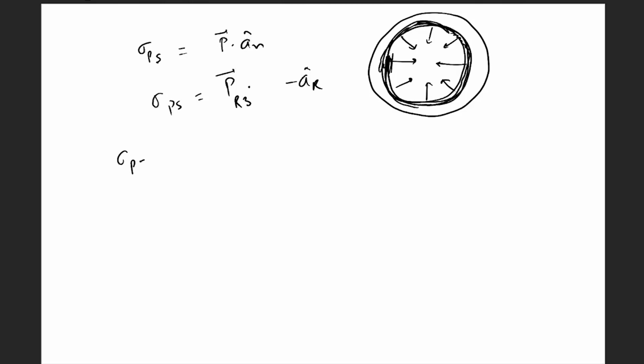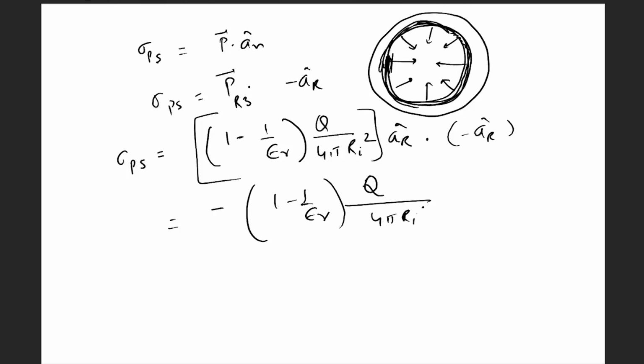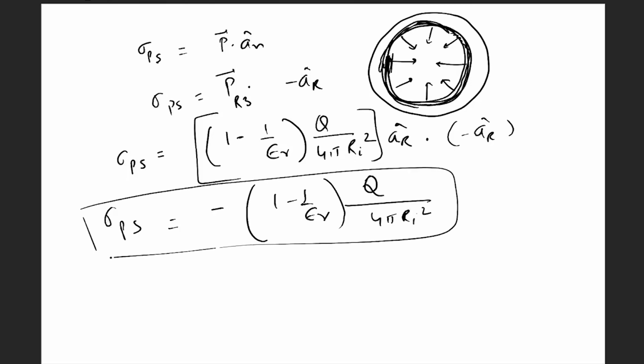So sigma ps is equal to, what was the value of P? The value was 1 minus 1 by epsilon r, Q by 4 pi ri squared. I think this was the value in direction of ar. Dot minus ar is this thing. So it is going to come out as minus 1 minus 1 by epsilon r, Q by 4 pi Ri square. So this is the surface charge density which is going to appear on the inner side.